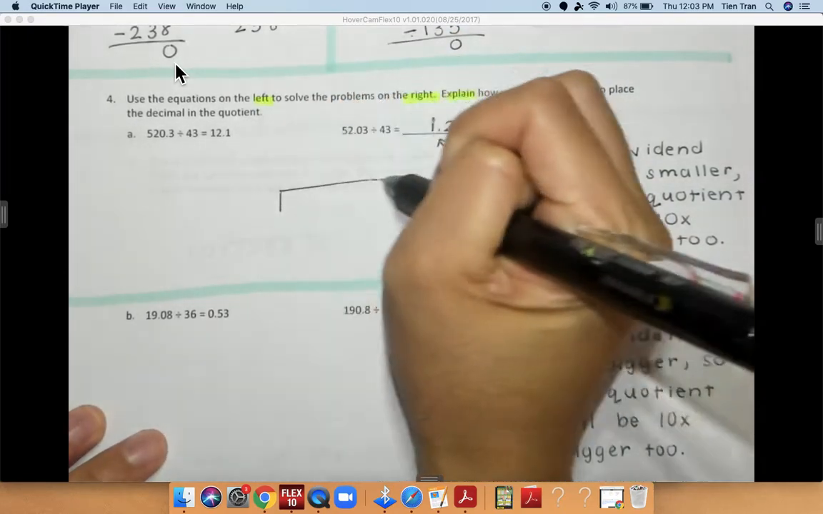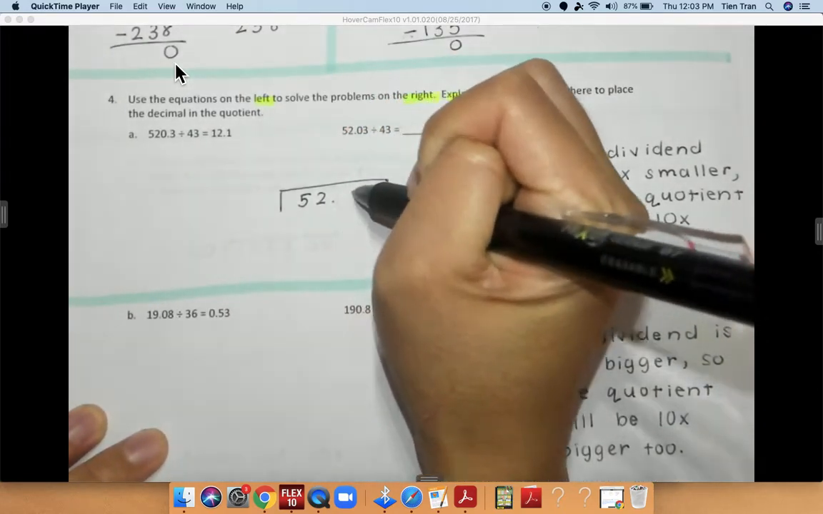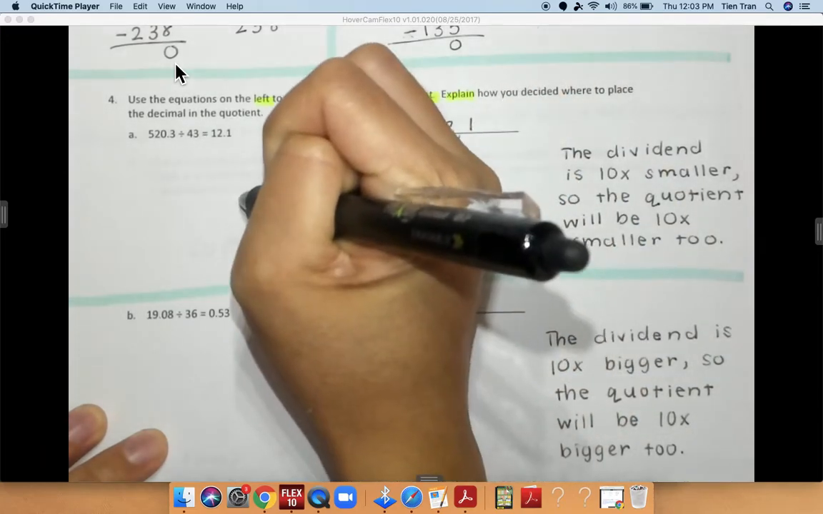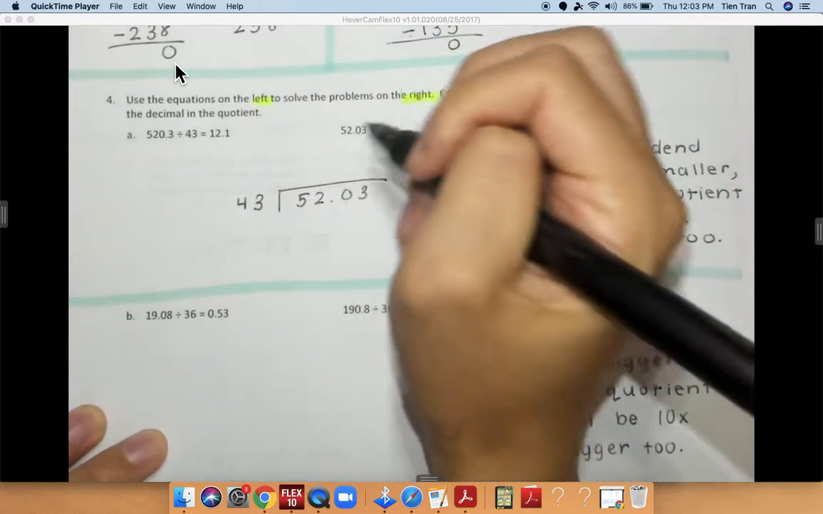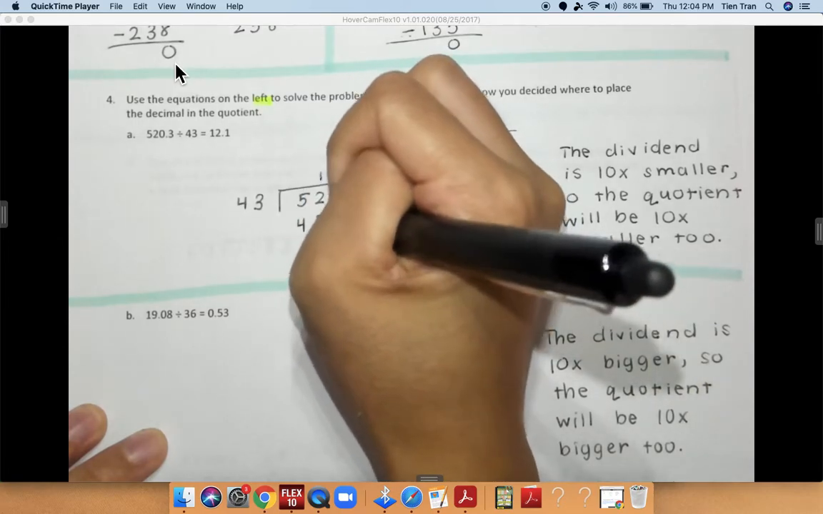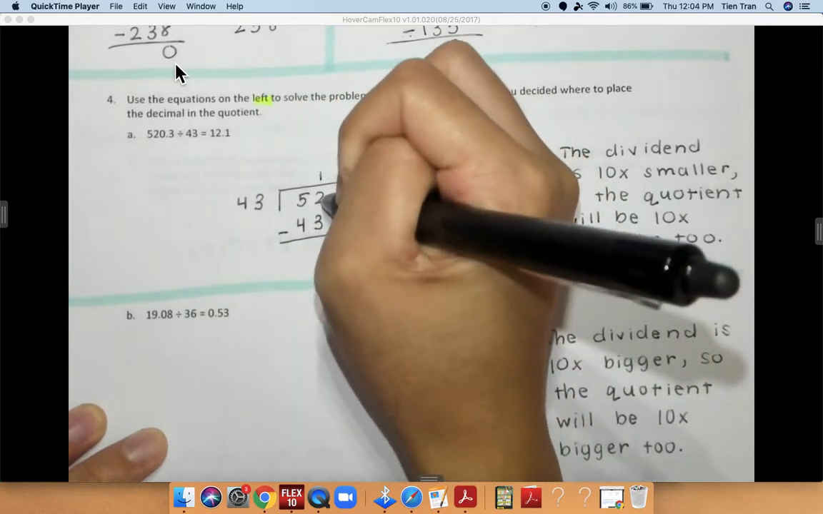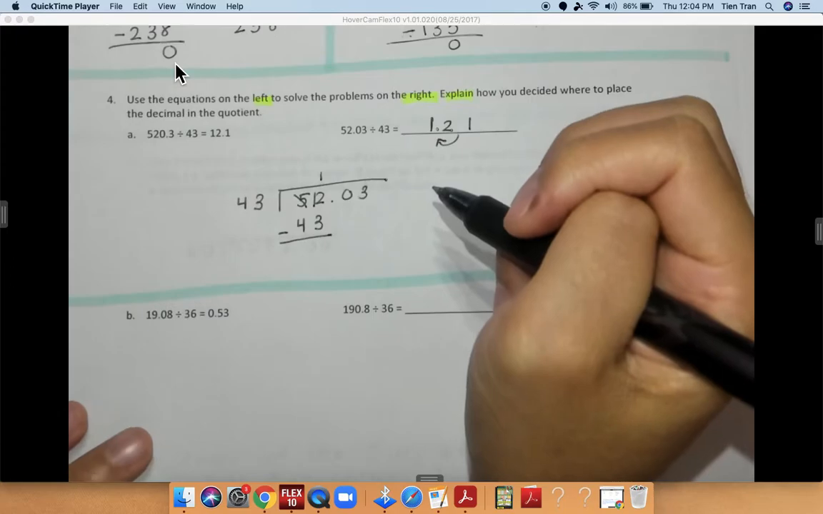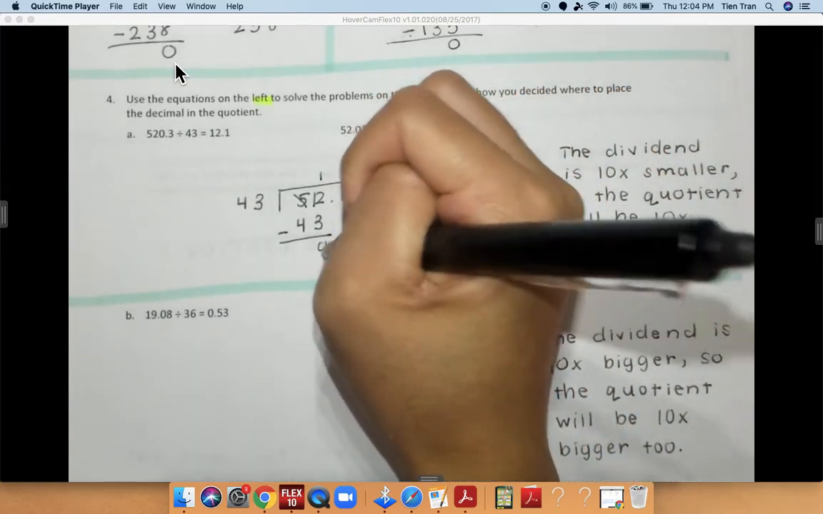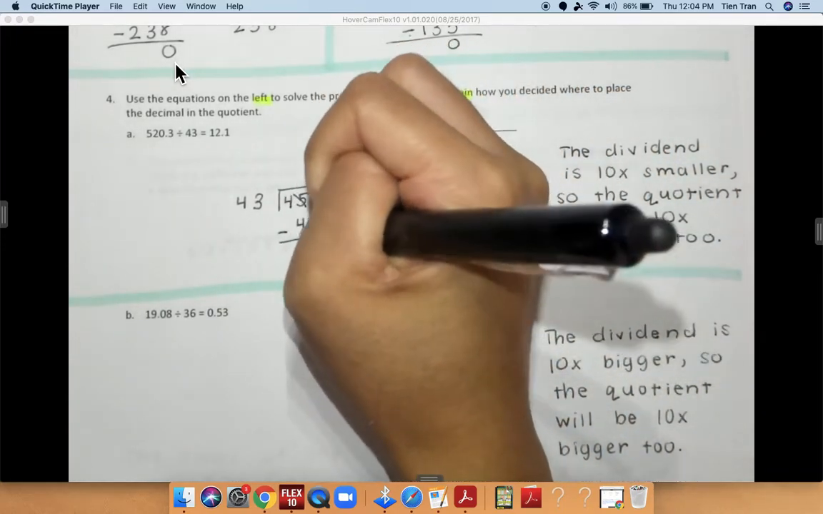So I'm going to divide right here, 5, 2, 0, 3, and we have 43. We know that 43 can go in 52 once. 43, 12 minus 3 is equal to 9. 4 minus 4 is 0.